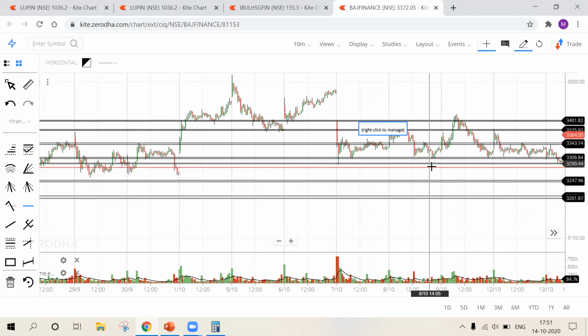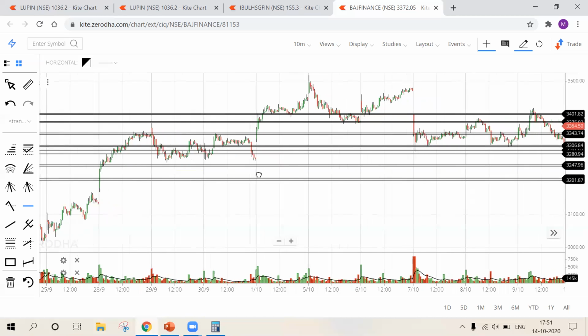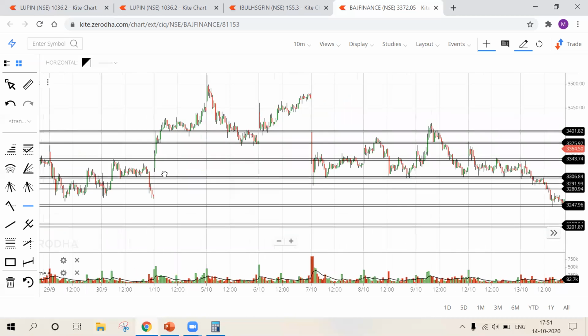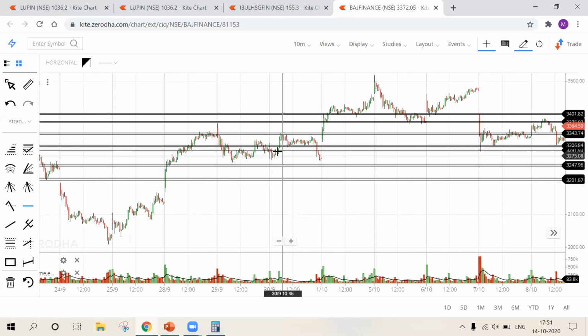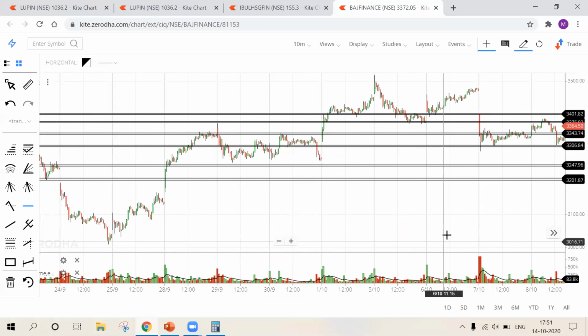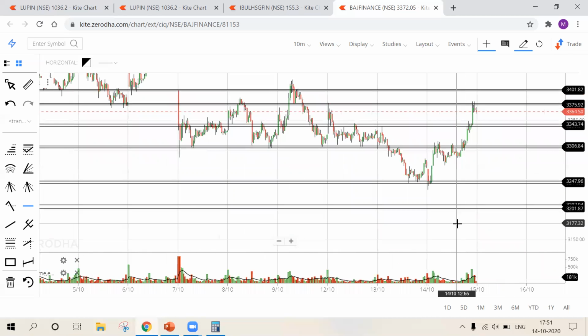Now these two lines are left alone. All are double lines. These two lines are left alone now. So let me check whether I'm able to find any levels for them. No, not anything. So I'm going to delete them. So these are my strong horizontal levels. Now let's get on to today's market.